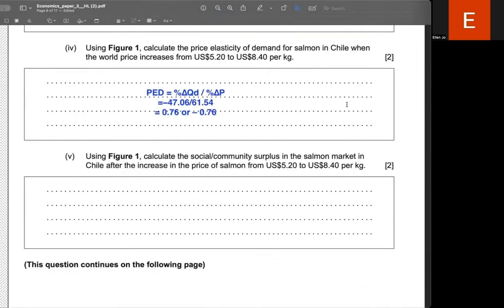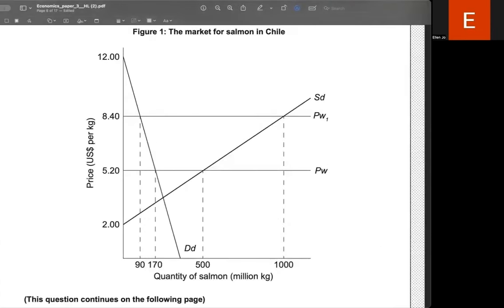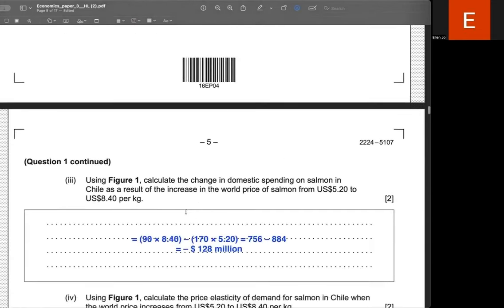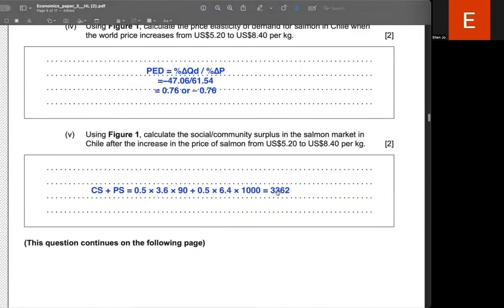Question 5. Using figure 1, calculate the social and community surplus after the price change. So you can find the changed consumer surplus after the price change. Now its consumer surplus is going to be this much. And the producer surplus as a result of the world price change would be this big. So if you sum these two, it's the social surplus. So this is the answer.